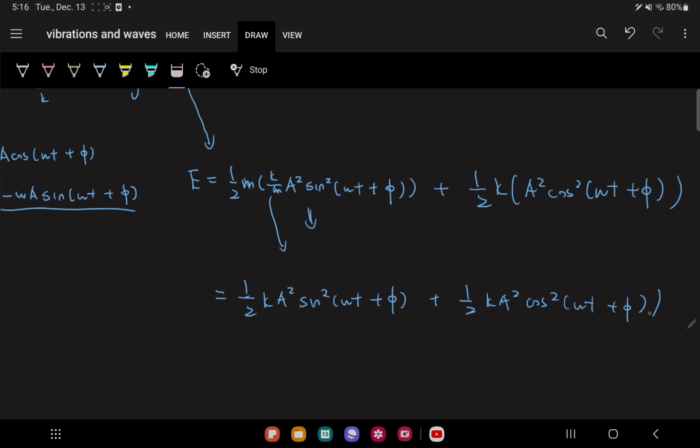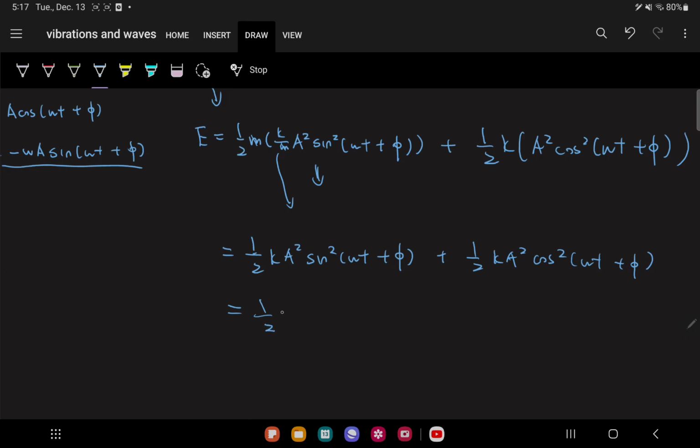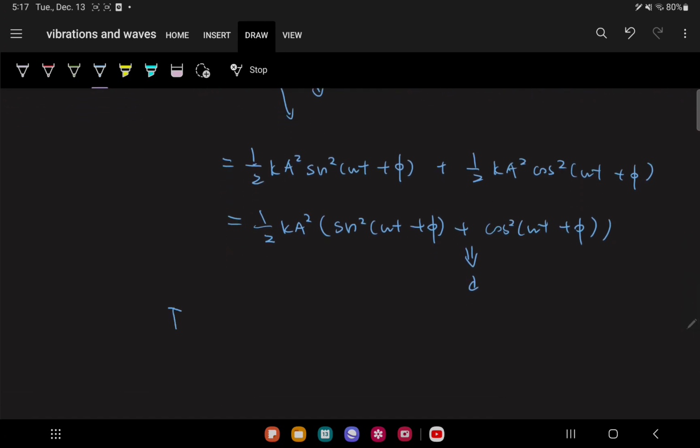And as you learned in grade 11, you can just take them out, because they both have 1/2 kA squared. So we take this out, and then the inside becomes sine squared(omega t plus phi) plus cos squared(omega t plus phi), which by the trig identity is equal to 1. So our total energy in the system is actually 1/2 kA squared, where A is the amplitude, of course. This is pretty intuitive because it says that the energy of this harmonic oscillator is proportional to the square of the amplitude of the oscillation.